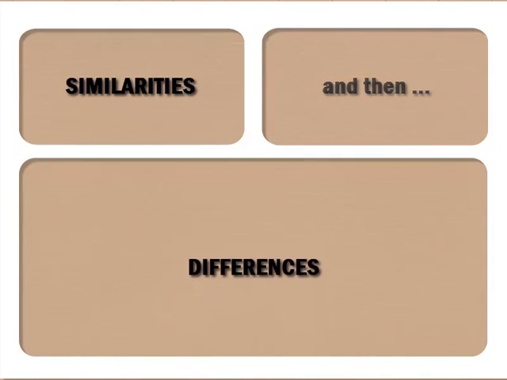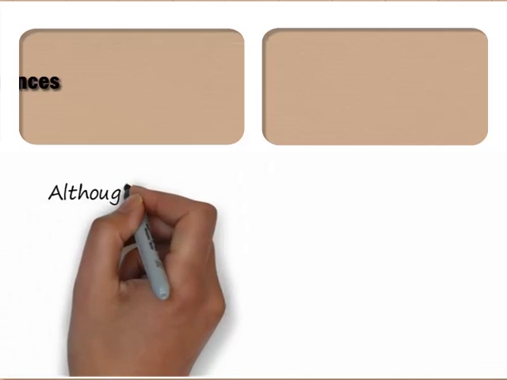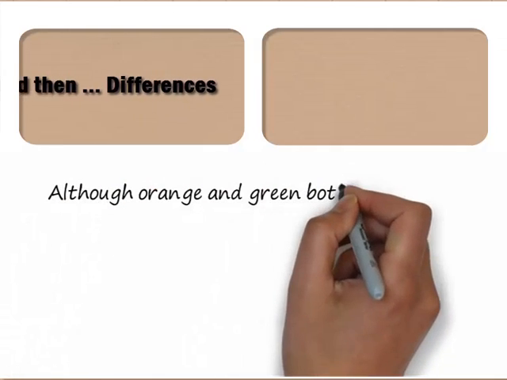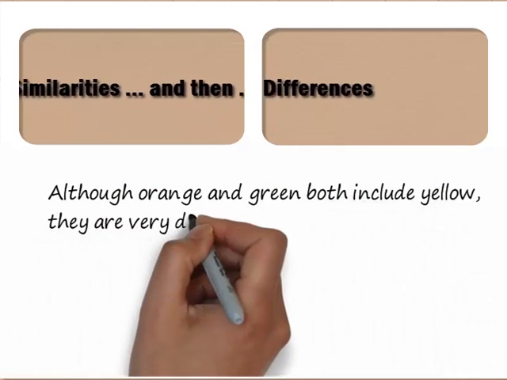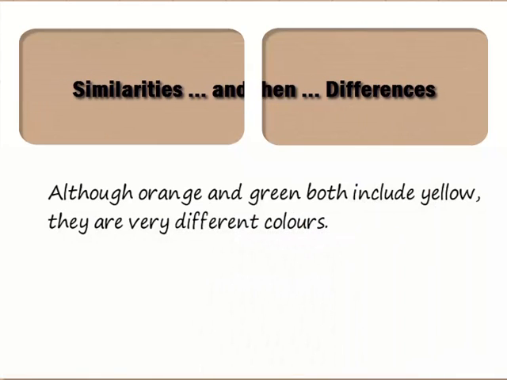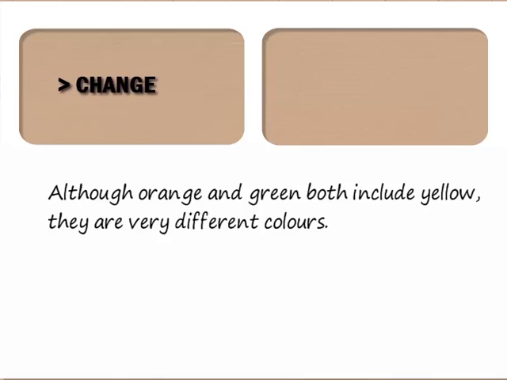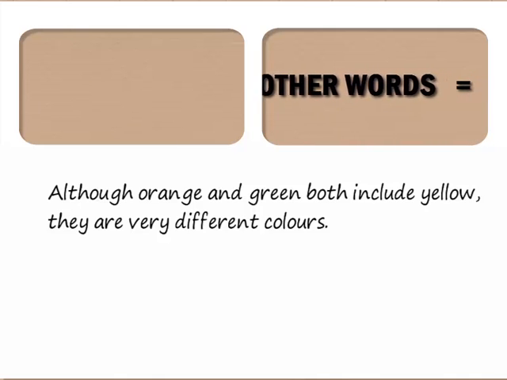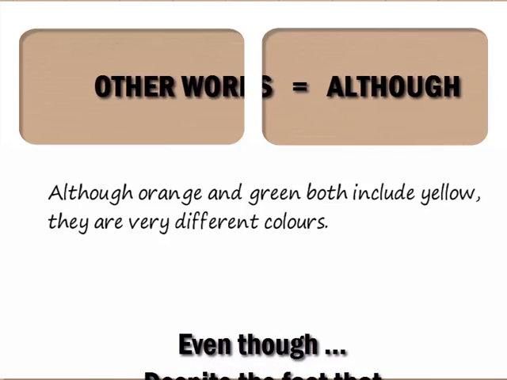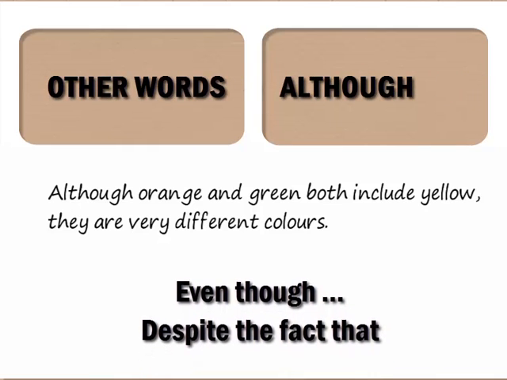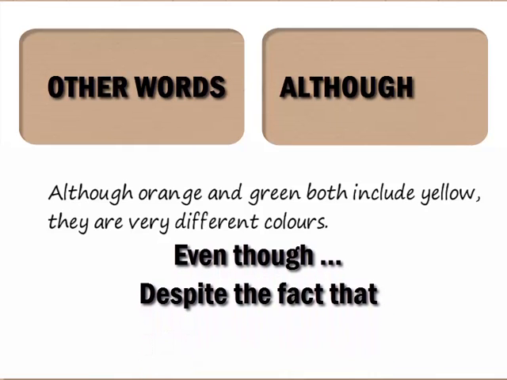For example, although orange and green both include yellow, they are very different colors. Note, the key word here is although. This indicates to the reader that the second part of this sentence will contrast with the first. There are other words we can use instead of although. We could use even though, despite the fact that, and there are other phrases we can use as well.